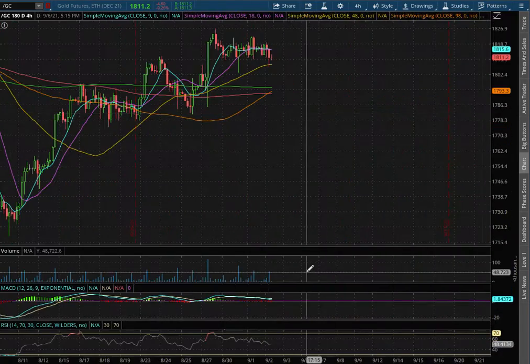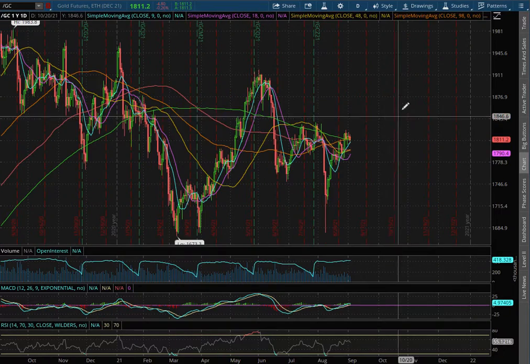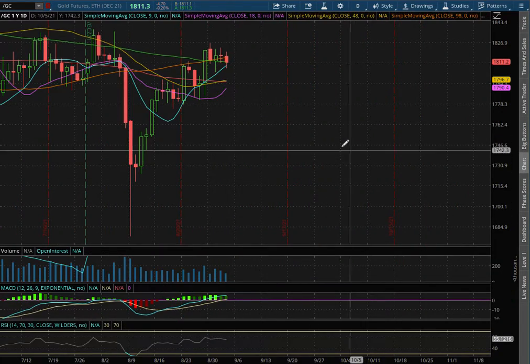$1,806.60. With the 4 hour chart, we are approaching oversold territory as we're seeing an increase in the red MACD bars. As we extend that further to the daily chart, we remain in positive MACD.